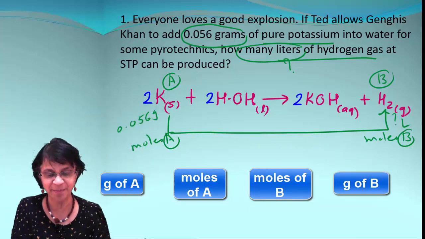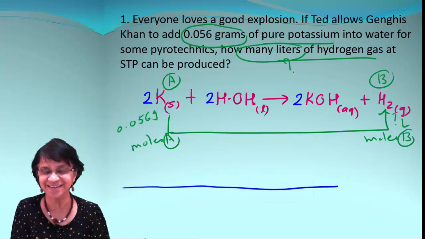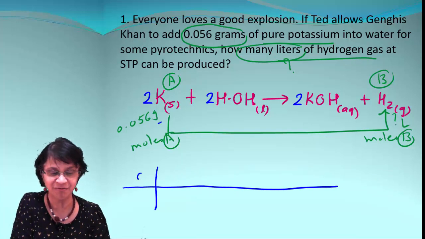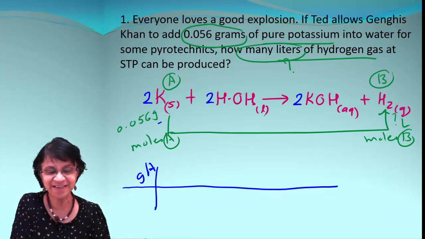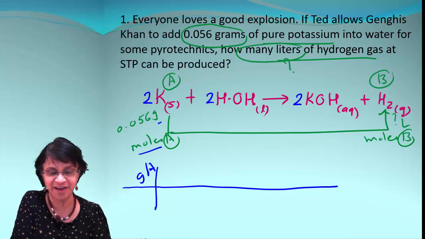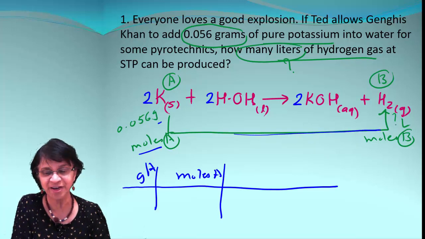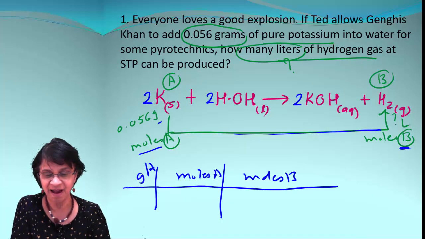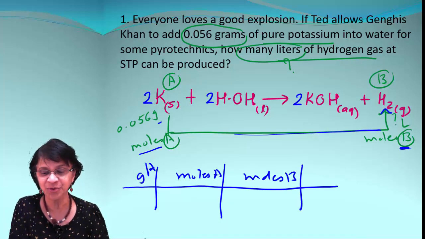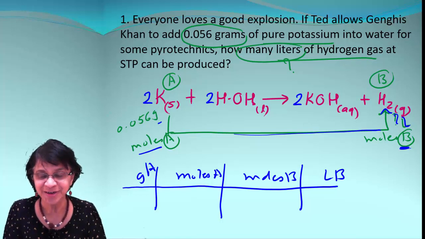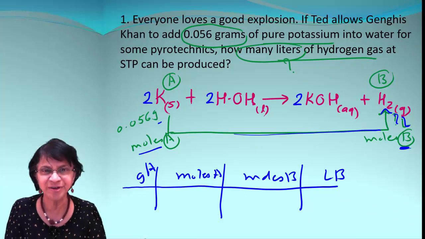So let's put our roadmap in dimensional analysis. Here we go. My beginning point is grams of A. My next step is I come to moles of A. So I'm going to write here moles of A. From moles of A, you walk across the mole bridge and you go to moles of B. And from there, you're going to go to liters of B. We got our roadmap into dimensional analysis. What do we do next?